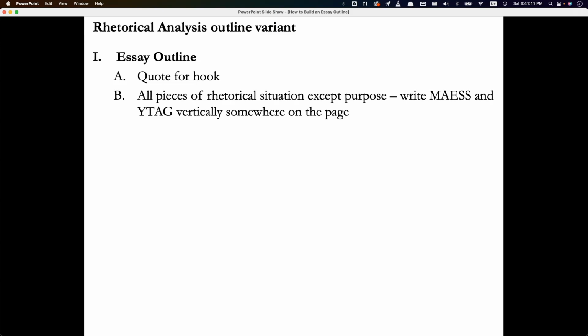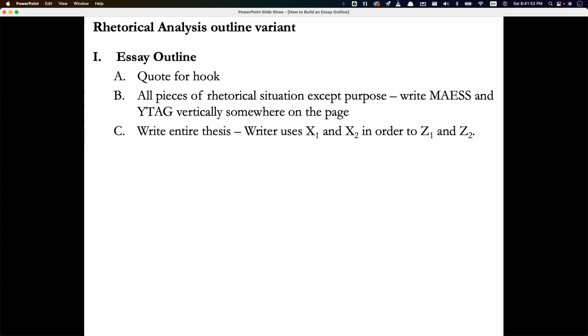B, instead of being exigence and context for your argument and Y tag related to the prompt, it is the context and exigence and other information related to the text you're analyzing, which is rhetorical situation, of course. So you need to write out medium, audience, exigence, speaker, subject, and also Y tag, year, title, author, and genre. I recommend you write those out vertically down the page, maybe on the right side of the page that you're outlining on, and just like note them all very quickly in a very succinct way so you can then weave them all together when you're writing your introduction to your essay.